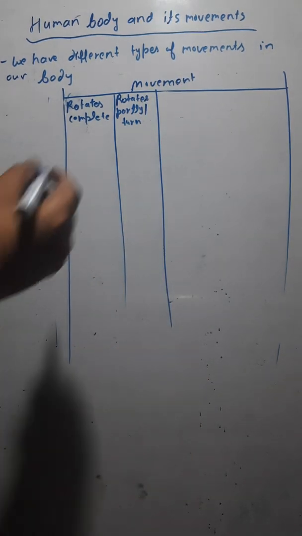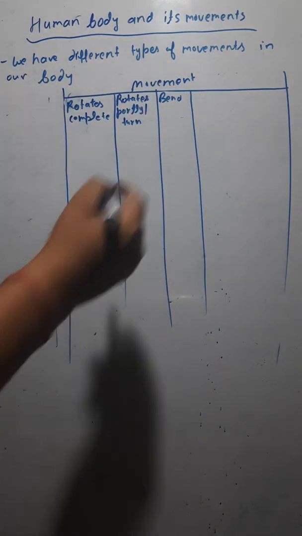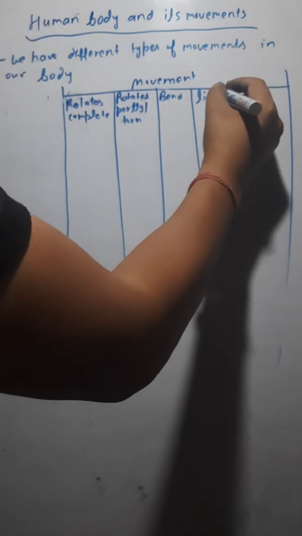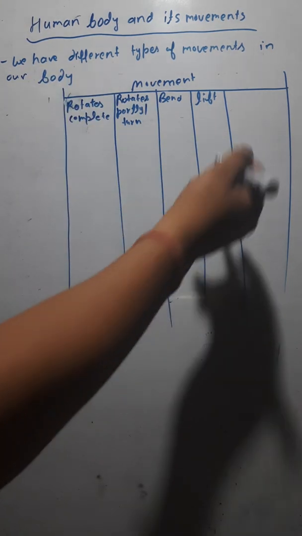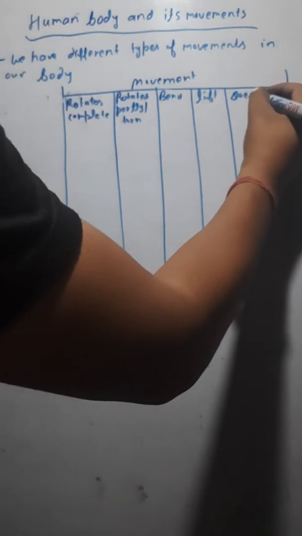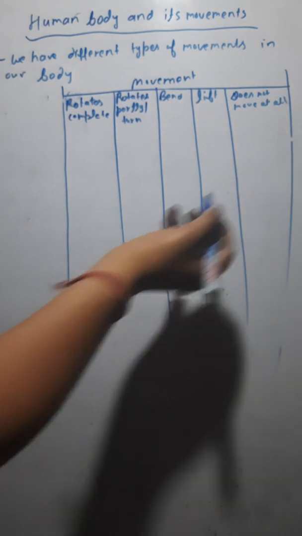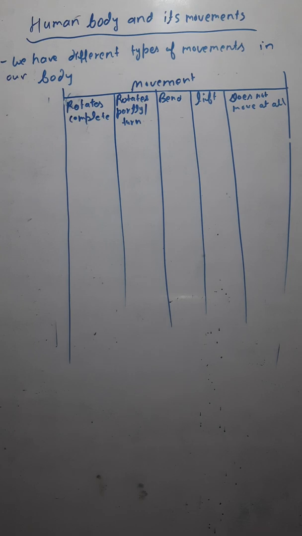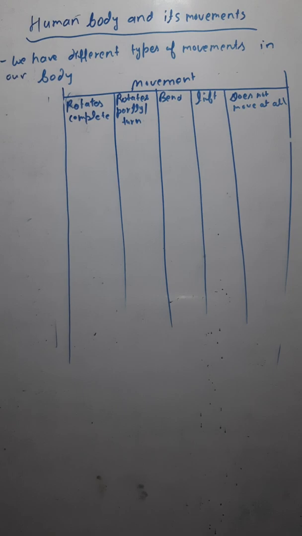Then the third type of movement is that we can bend some part of our body, like we can bend our knees. Some parts we can lift also. And some parts do not move at all. Some parts are there which you cannot move, like the lower jaw and upper jaw. You would have no movement there in case of the lower jaw and upper jaw. Are you getting this?